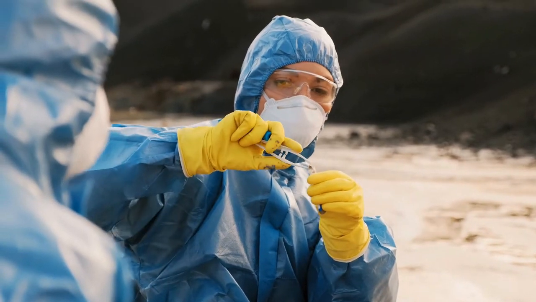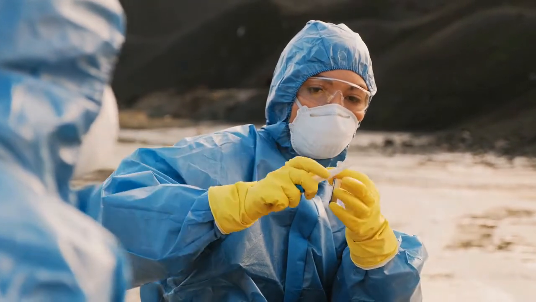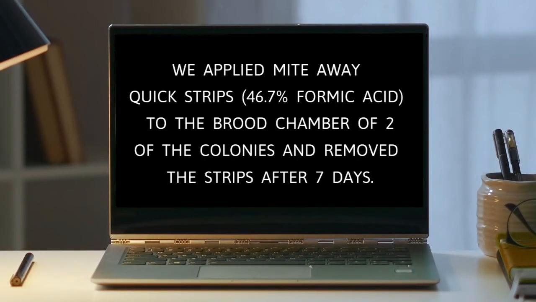When explaining their 4th treatment method, their application of formic acid strips, we might read the following sentence. "We applied Mite Away Quick Strips, 46.7% formic acid, to the brood chamber of 2 of the colonies and removed the strips after 7 days."